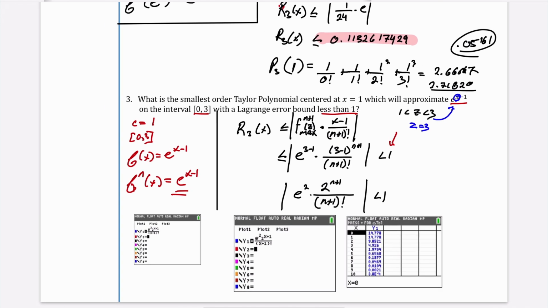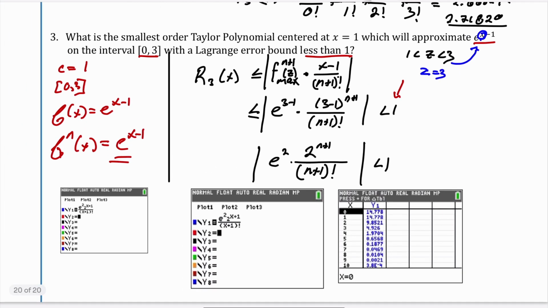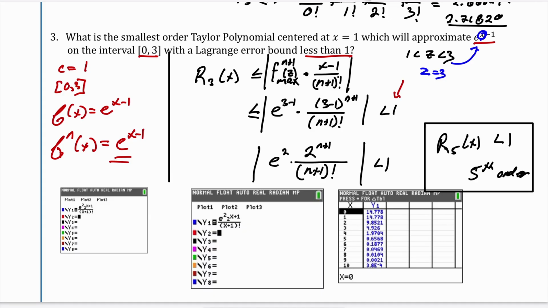So let me see how I could write that nicely. I think I would probably write something like r sub 5 of x is less than 1. Yeah, that's basically 5th order. That answers the question. And that's that problem, guys.